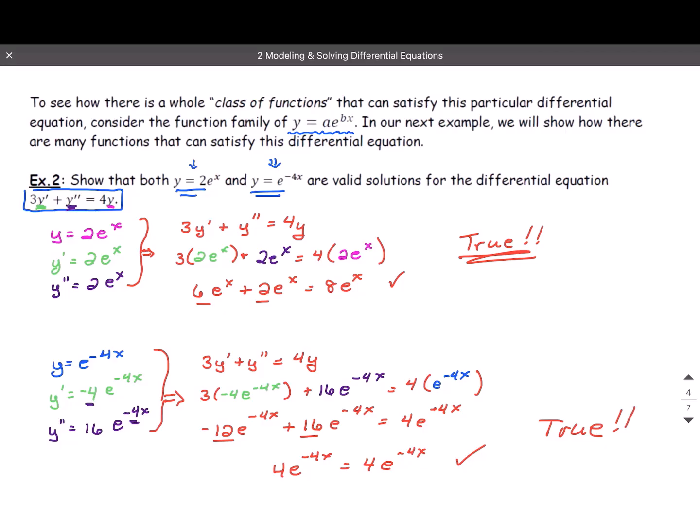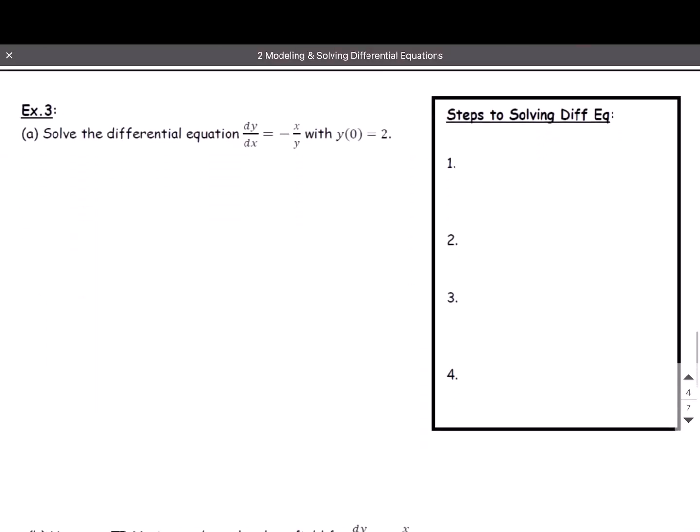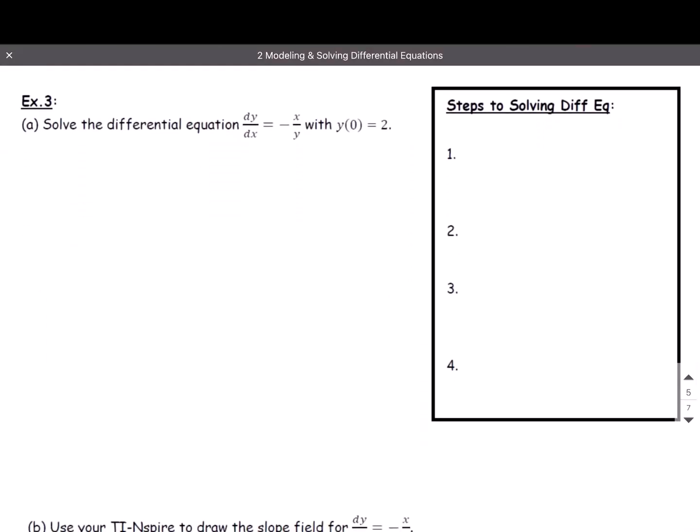This is a solution. So if you're asked to verify, all you have to do is find the correct number of derivatives that you need for your differential equation and substitute. It's just like checking when you solved an equation in algebra. Now we're ready to start solving a differential equation.